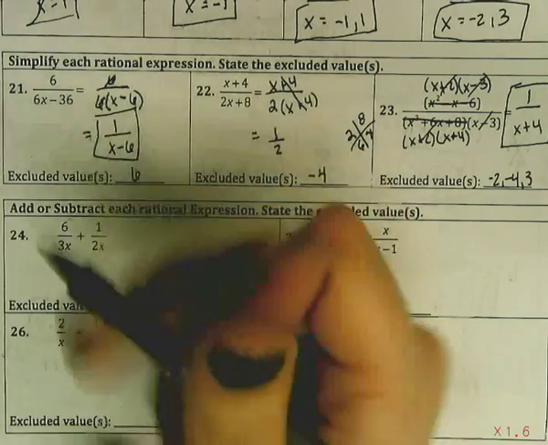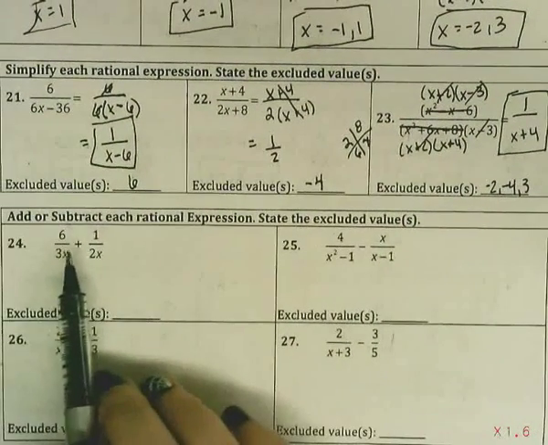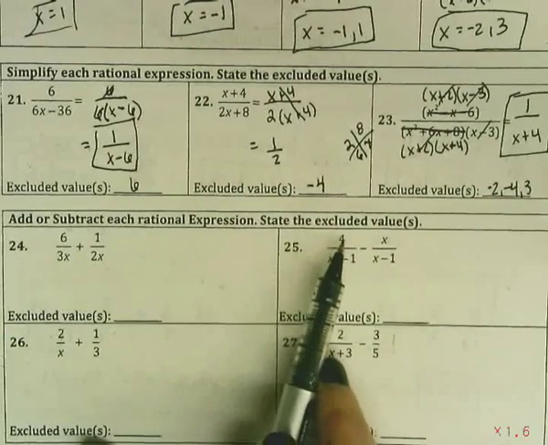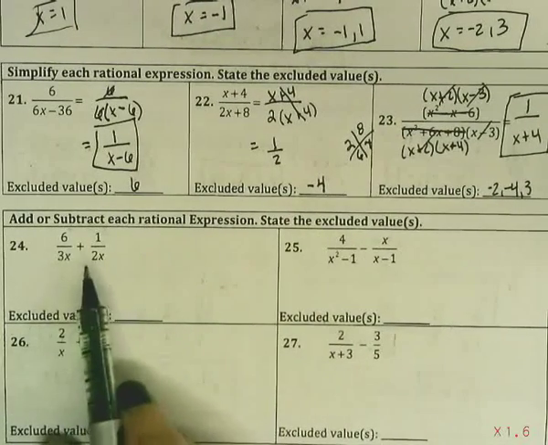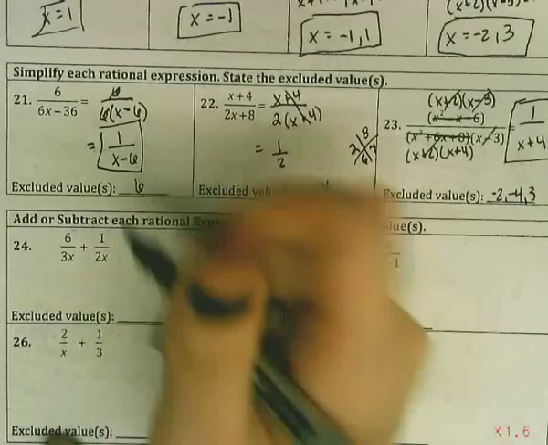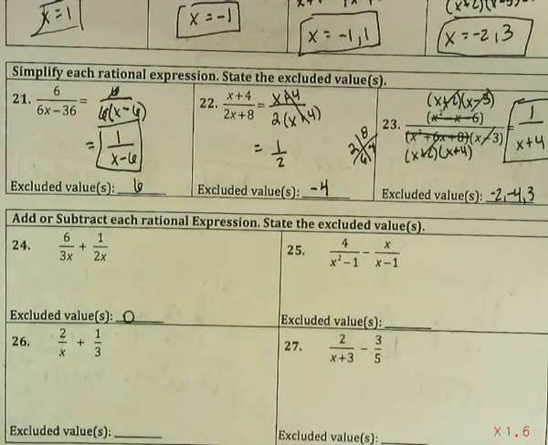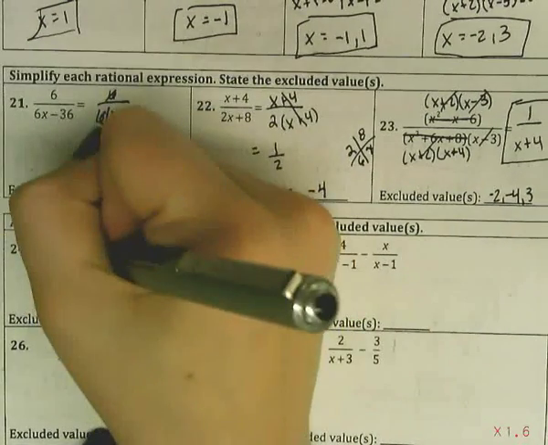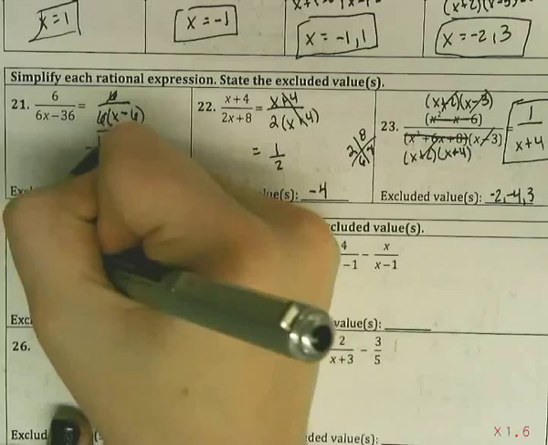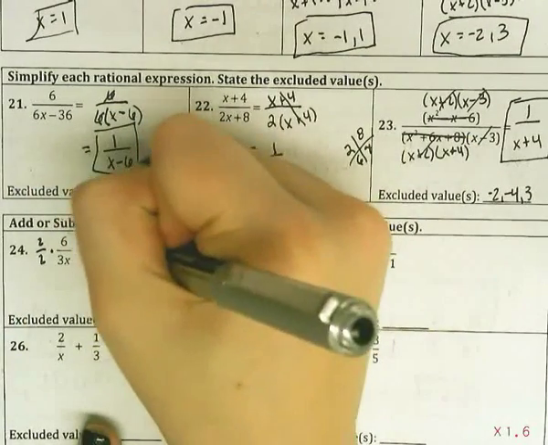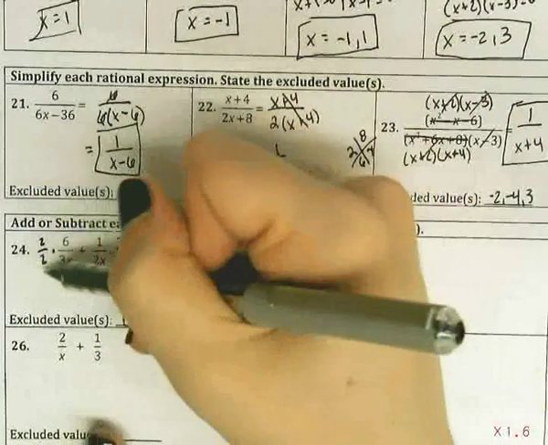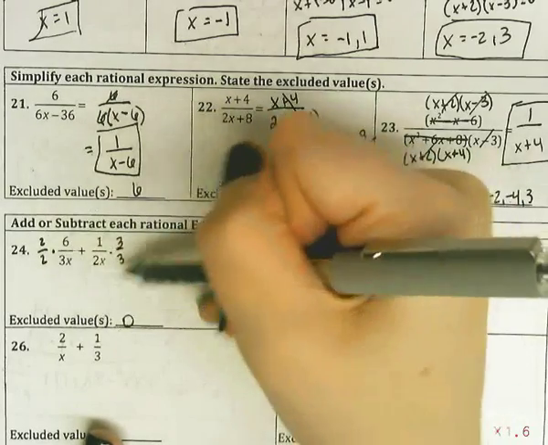Okay, guys, so when we're adding and subtracting, we want to make sure we have a common denominator. We're still stating our excluded values. 24, I can tell there's just x's, so my excluded value is 0. Then to make it a common denominator, I need to do something to make 3x and 2x equal the same thing. So I'm going to multiply this side by 2 and this side by 3. If we multiply the bottom, we have to multiply the top also.